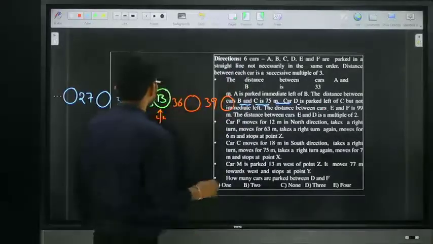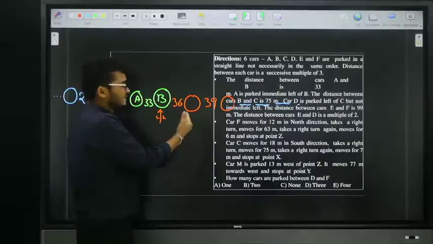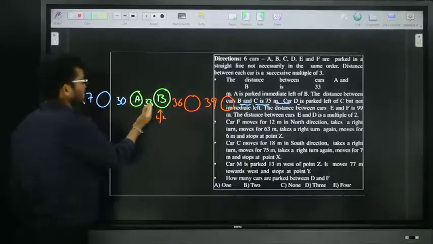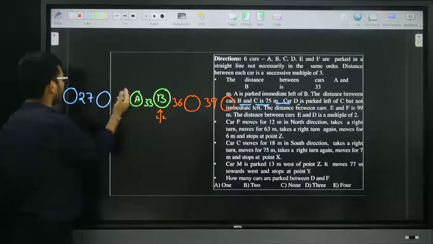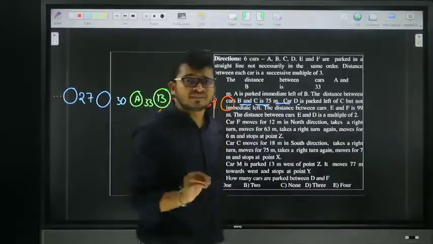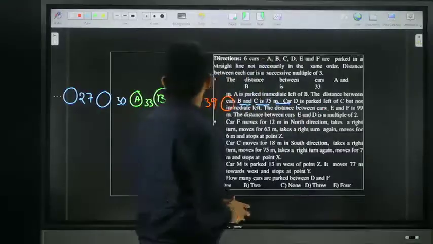So friends, the clue point again is this one: 33. Next successive multiple of 3 is 36. Next one is 39, and so on. Before 33, the previous multiple of 3 is 30. Next one is 27, and so on. Friends, if you are able to take this, now the entire arrangement is easy. Next point is one.